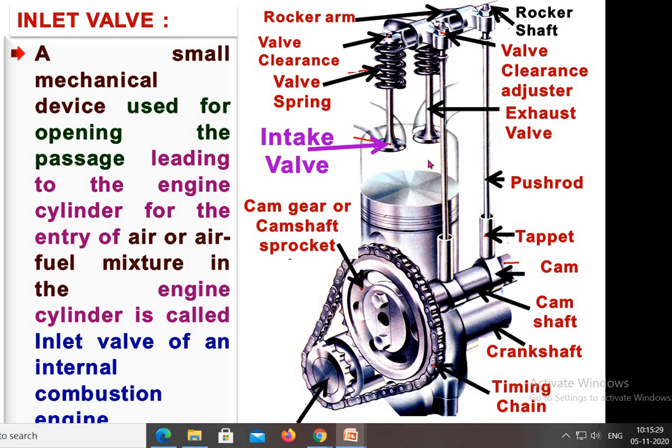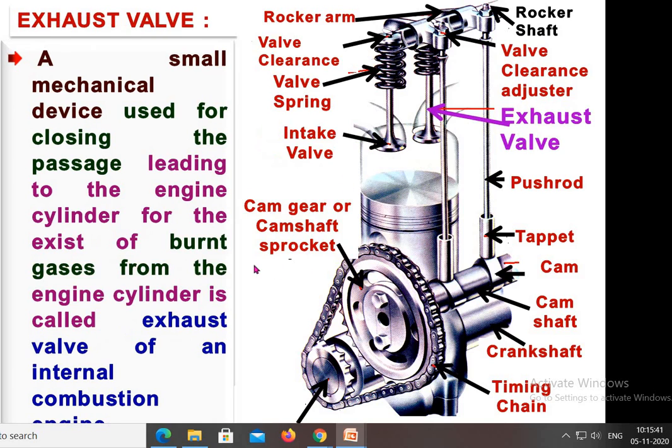But if our engine is of 2-stroke, then in that case, air fuel mixture enters the cylinder at the time of intake stroke. Now, second is the exhaust valve. See, this is the exhaust valve. A small mechanical device used for closing the passage leading to the engine cylinder for the exit of burnt gases from the engine cylinder is called the exhaust valve of an internal combustion engine.